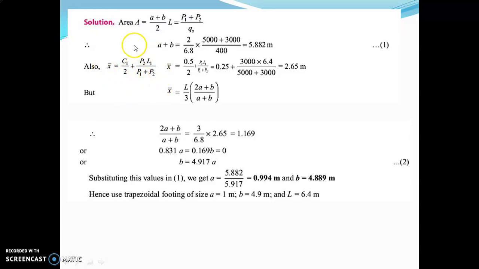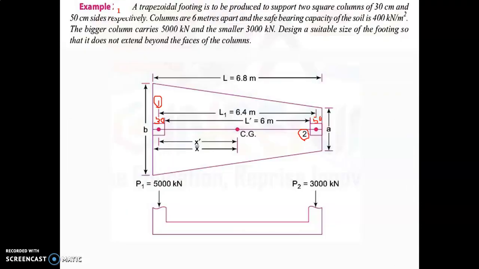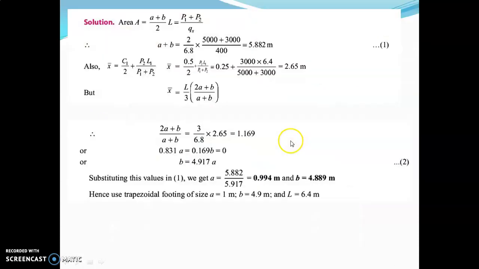This I have explained while explaining the concepts or theory of the trapezoidal footing. So I have given this formula. Substitute in this equation, X bar is equal to C1, the size of column 1, that is equal to 50 centimeter, right? I have taken it in a different way. This I have taken 30 and this I have taken 50. So you can consider that also, no problem. You will get the same answer.